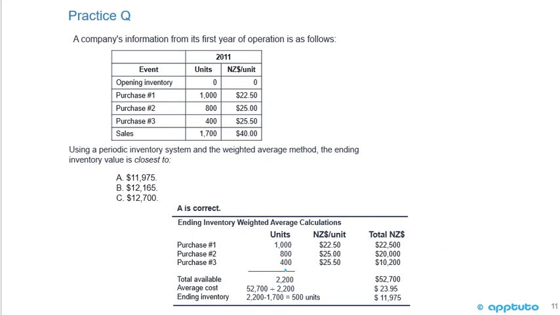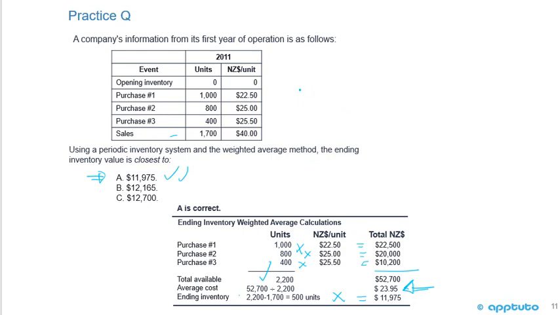Okay, a fairly easy question. We're going to add up our purchases. And so we saw we bought 1,000 times 22.50 equals 22,500. 800 times 25, 20,000. 400 times 25.50, 10,200. So we add up the number of units, 2,200, and we add up the dollar value, 52,700. And we do 52,700 divided by the number of units. And we've got our average cost, which is 23.95. And therefore, we know that we bought 2,200 units and we sold 1,700 units. So we had 500 units left. 500 units times the 23.95, our ending inventory is 11,975. So the correct answer is A. Fairly easy, not too bad, fairly mechanical.